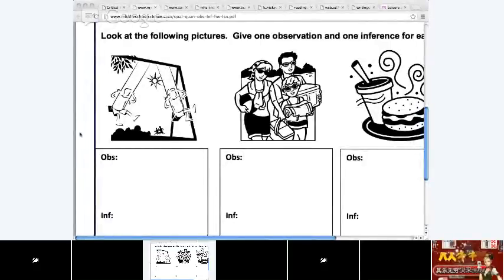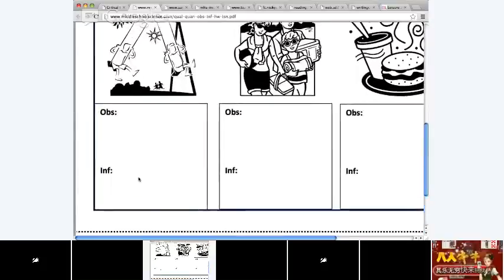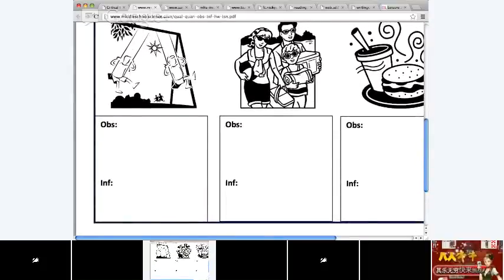All right, so we have an observation here. The two kids swung on the swing, okay? What's an inference that we can make about this picture? They're having fun. Perfect. They're having fun, okay? Good example. All right? So do we see the difference between observation and inference?